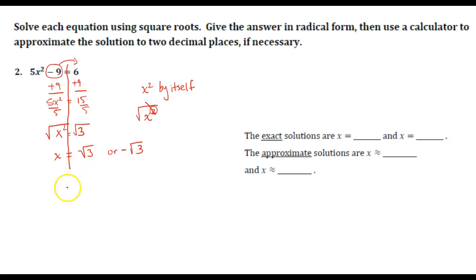Now go ahead on your calculator and figure out what that would be as a decimal value. So the exact solutions would be positive square root of 3 or negative square root of 3. But again, pause right here and figure out what that would be as a decimal. And as you can see here, if you work that out, x is about positive 1.73 or negative 1.73. That's to 2 decimal places, which is what they asked for here.